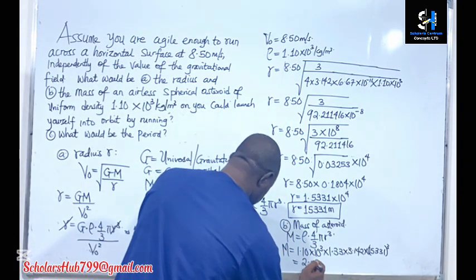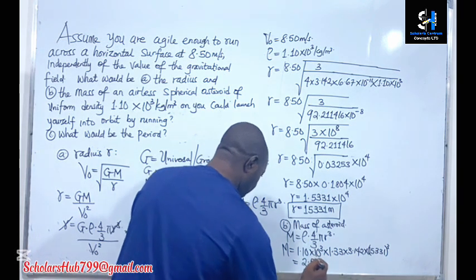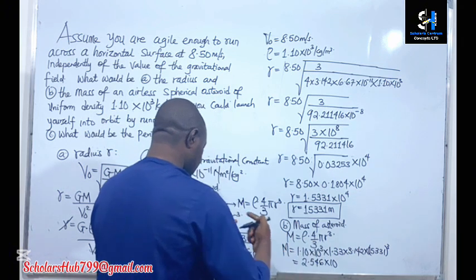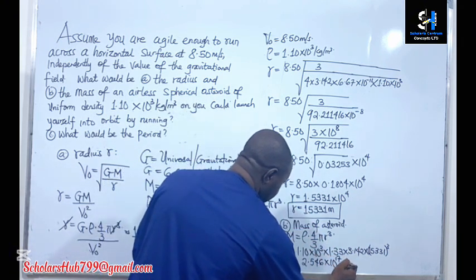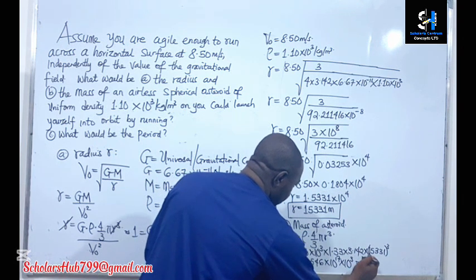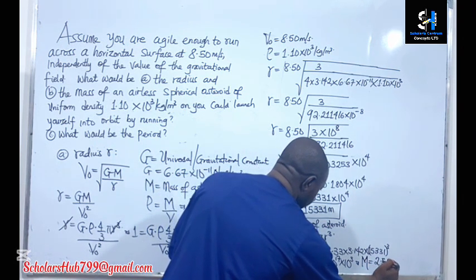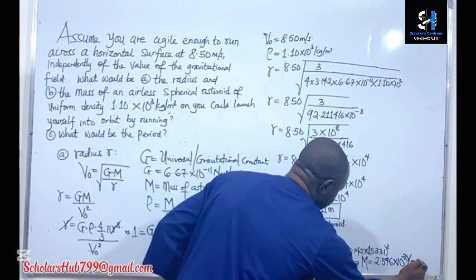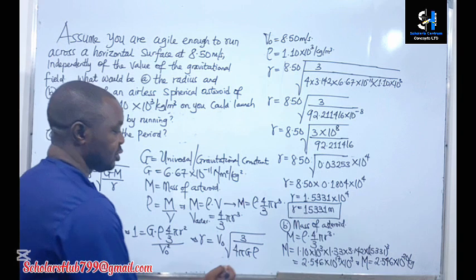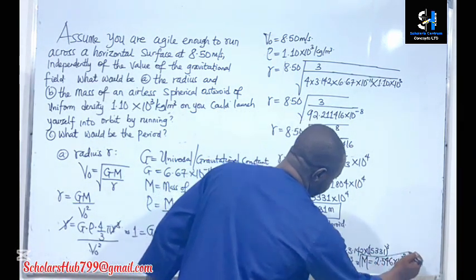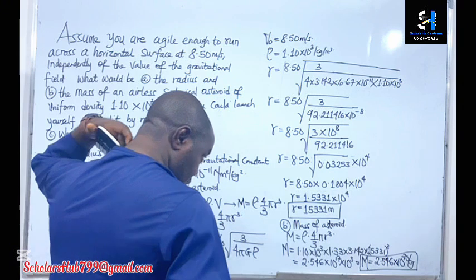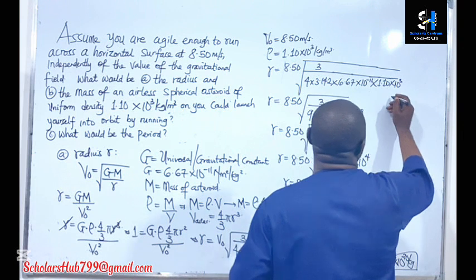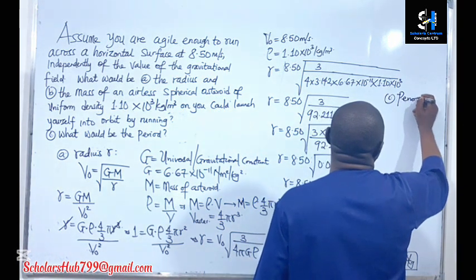So that will be 2.54546 times 10 raised to the power of 17, then multiplied by 10 raised to the power of 3. So the mass will be equal to 2.546 times 10 raised to the power of 20 kilograms. That's the mass. Okay, so the last question is what will be the period? That's C. Now let's calculate the period.